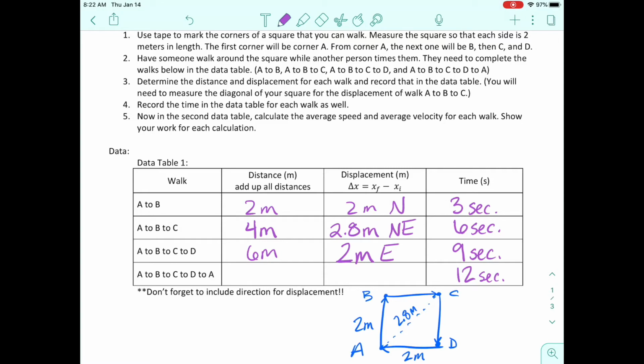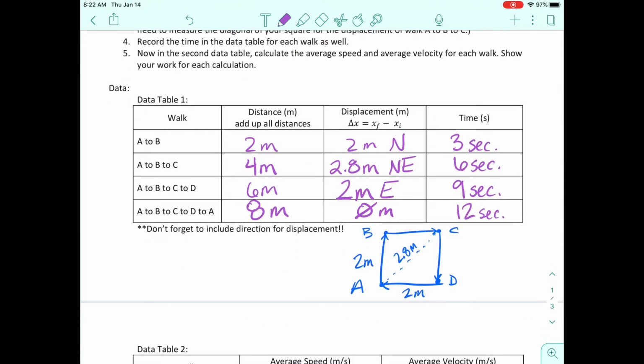And then for the last one, we went all the way around. So we want to add up all sides of the square. So 2 plus 2 plus 2 plus 2 is going to be 8 meters. And if we go all the way around, that means that we're going to stop in the same place that we started. And that makes your displacement 0. And remember, you don't have to put the direction if your displacement is 0.